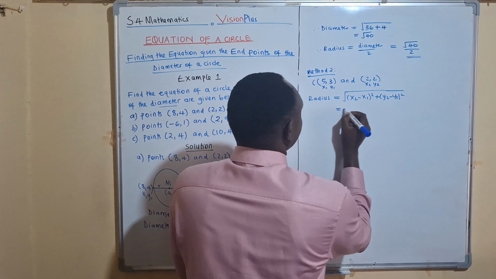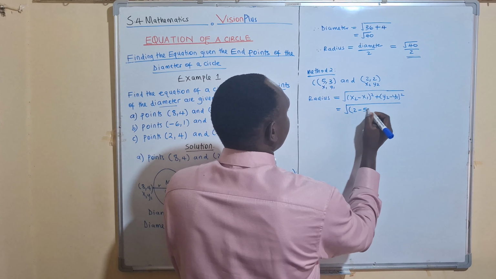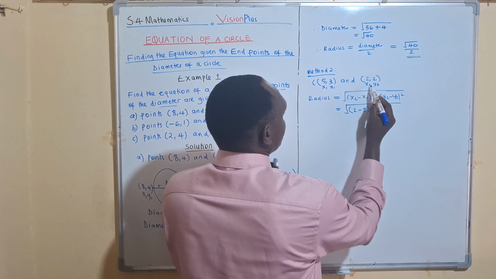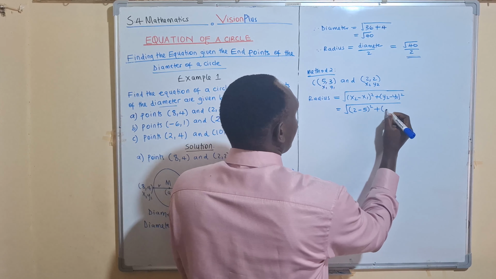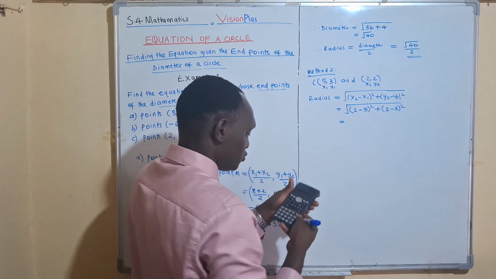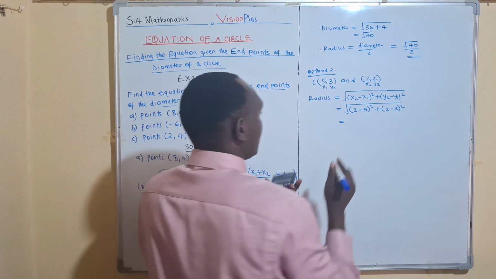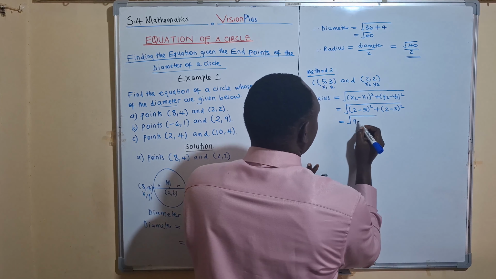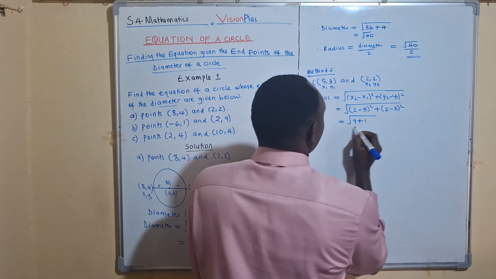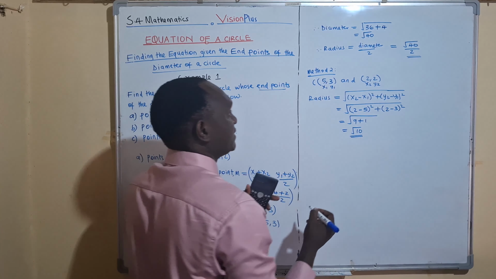Now from here we substitute. x2 is 2 minus x1 is 5 squared, right? Yes. x2 minus 5 squared plus y2 is also 2 minus 3, and we square. This here gives us 2 minus 2 minus 5 squared. I'm getting 9. 9 plus 2 minus 3 squared, 1. Here I'm getting root of 10 as the radius.